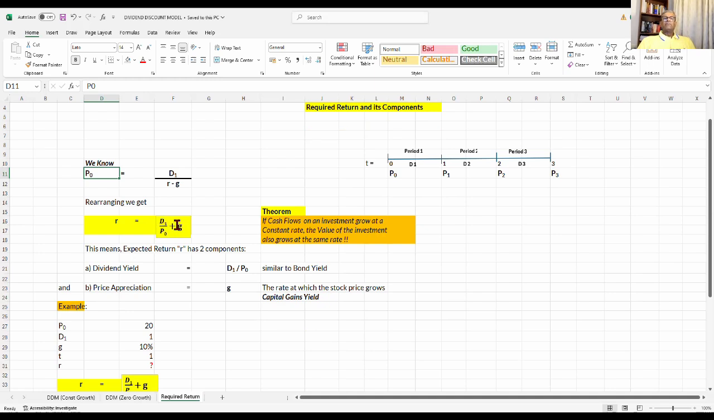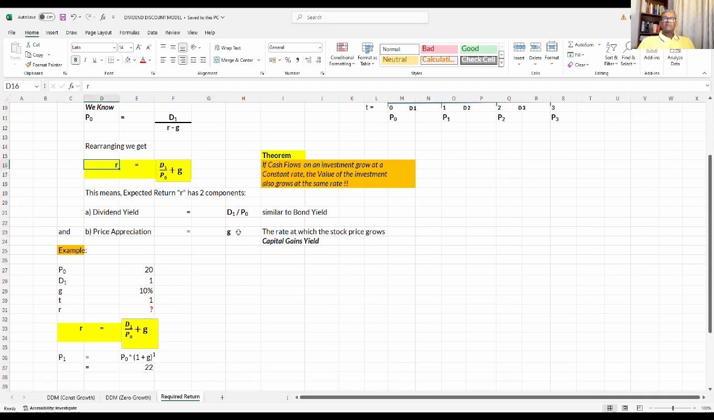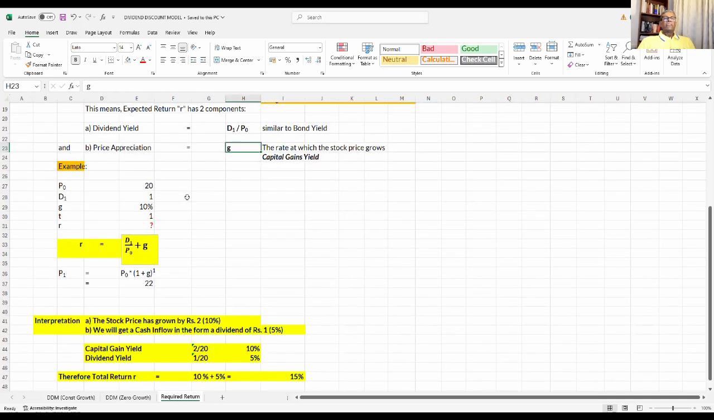You must remember a particular theorem: if cash flows of an investment grow at a constant rate, the value of the investment also grows at the same rate. So here g we can consider as the capital gains yield. The return has two components. One is the dividend yield and the other is the price appreciation, or the capital gains yield. That's the thing that we have to remember.